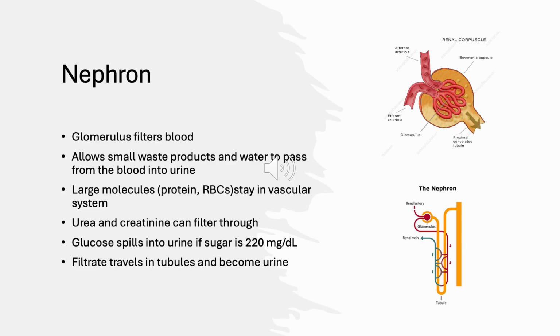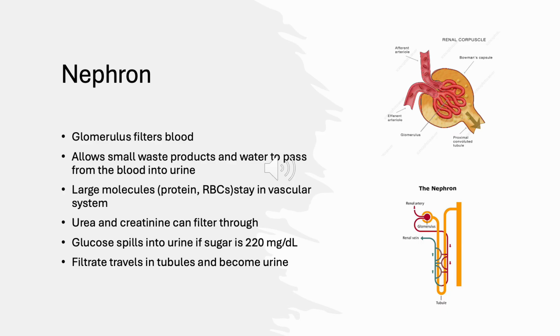So if somebody has red blood cells or rusty colored urine or smoke colored urine, or if they have protein in their urine, you know that there's something wrong with the glomerulus or the kidney, okay? Urea and creatinine can also filter through the glomerulus, and that's a good thing because we don't want urea, like our BUN and creatinine, to get very high because we can become uremic, and I'm going to talk about that a little bit later. Glucose spills into the urine if the sugar is greater than 220 milligrams per deciliter, okay?